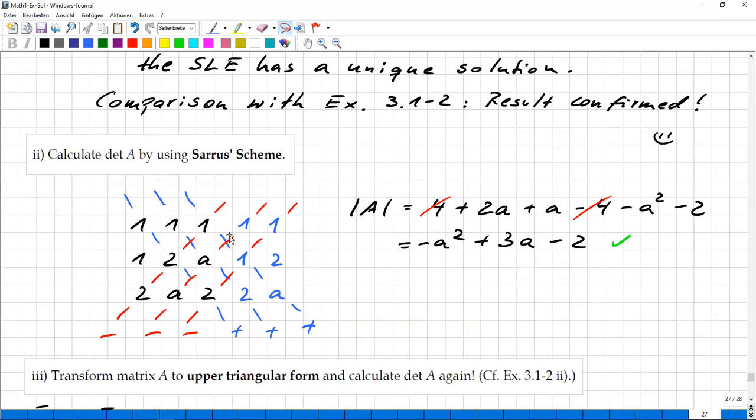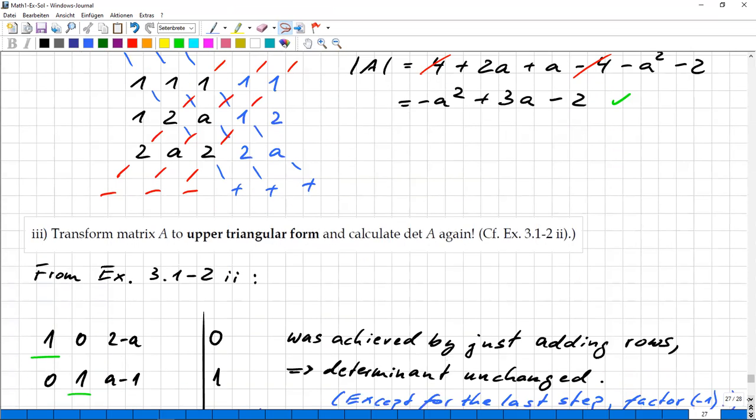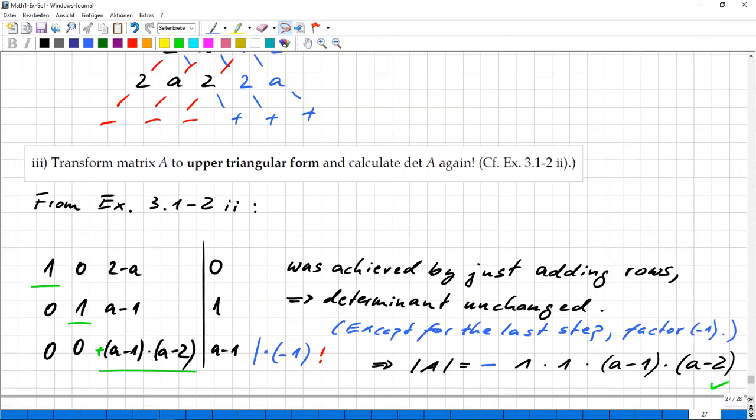I have a minus 4, and then a squared, minus a squared, I should say. And then 1 times 1 times 2, this is 2, but it also counts with a minus. So let's see what we have. I can cross out 4 against minus 4. It remains minus a squared here, then 2a plus a is plus 3a, and then minus 2, and you see it's exactly the same polynomial as before. Fine, the same result.